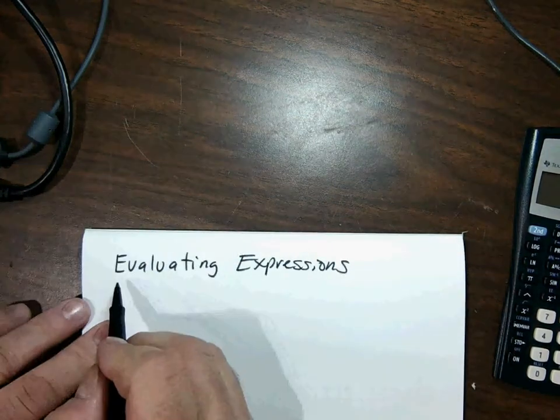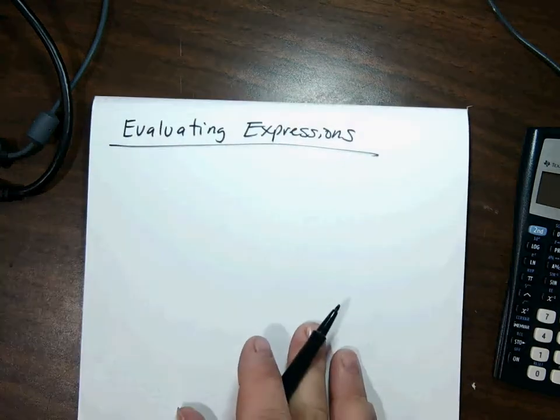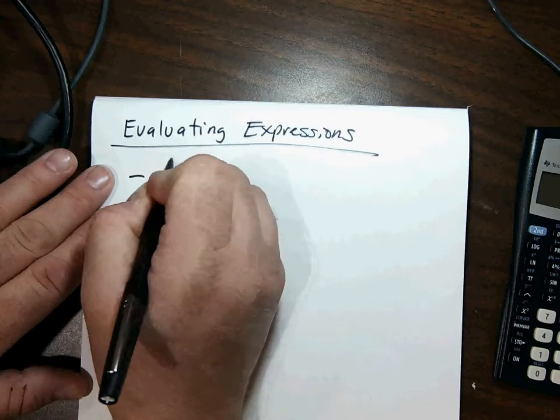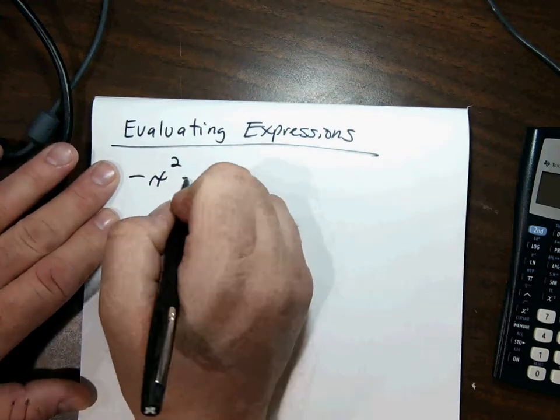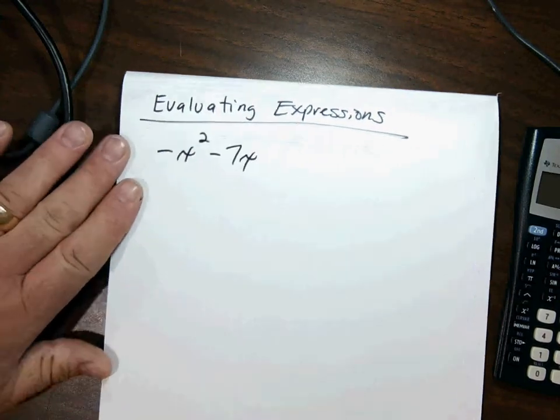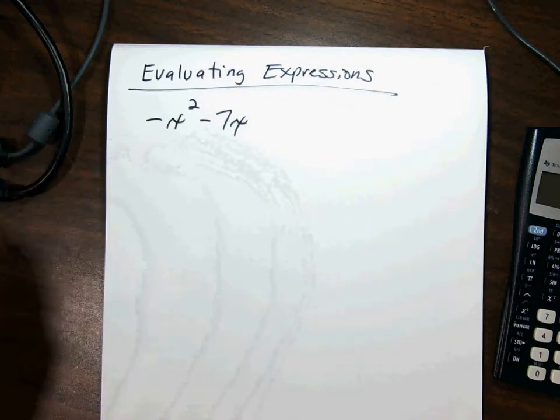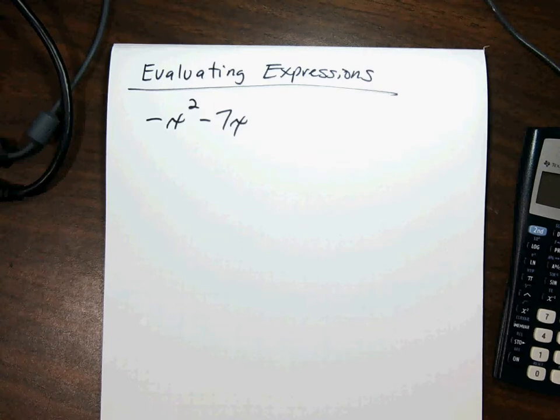Expressions are just a bunch of terms added together, right? We talked about those a little bit before. But what if I had this? Negative x squared minus 7x. Okay, I got some negatives, I got some exponents, I got all kinds of good things in there. Well, if I just asked you to simplify that, you would hopefully tell me I can't simplify because they're not like terms. I can't combine them.